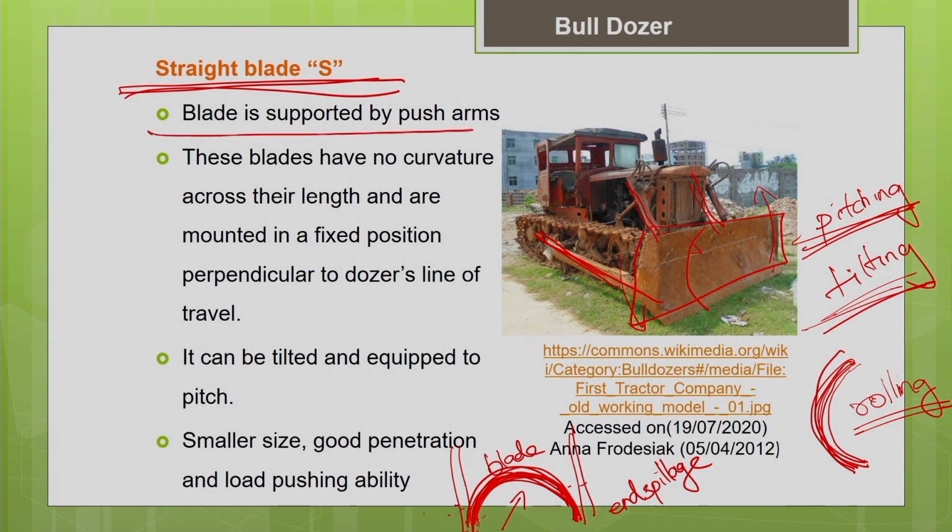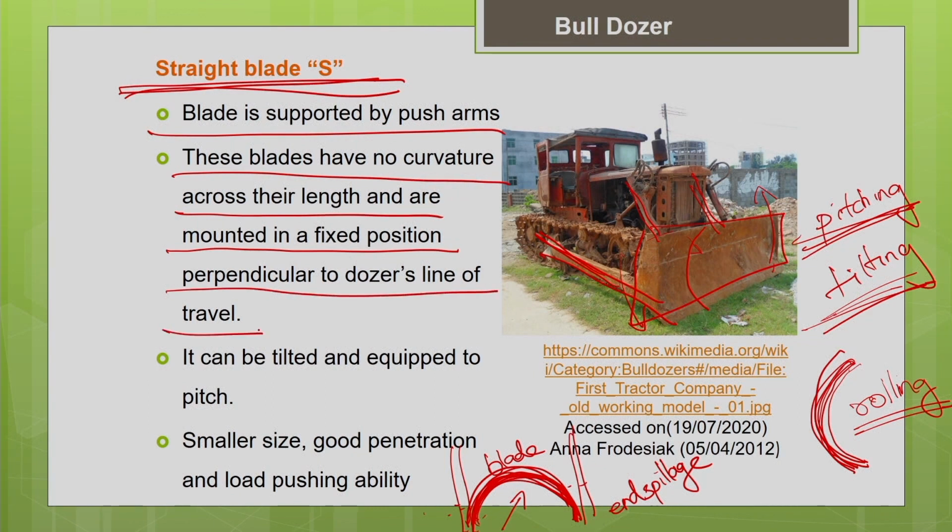So the blade is supported by pusher arms and tilt cylinders. The blades have no curvature across the length and they are mounted in a fixed position perpendicular to the dozer line of travel, so it is fixed, you cannot angle it. So what are the possible movements with this blade? It can be tilted and it can be pitched. So these blades are generally smaller in dimension. Straight blades are smaller in dimension.